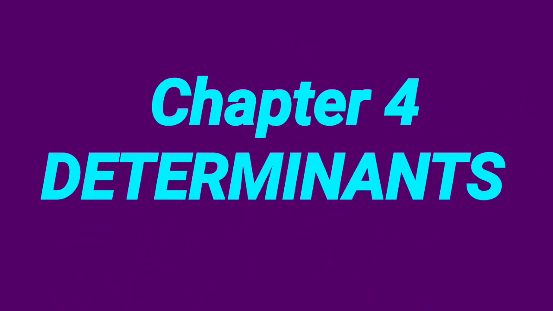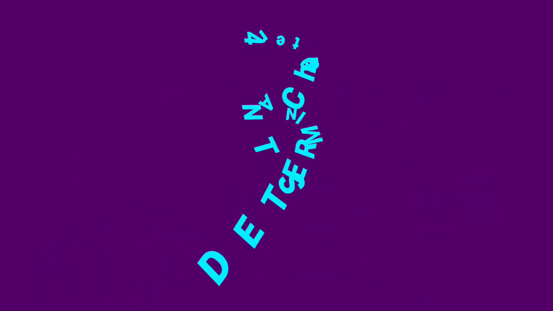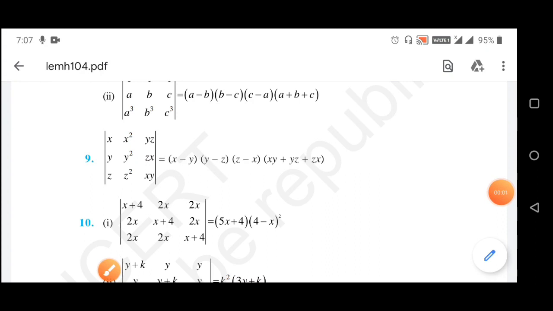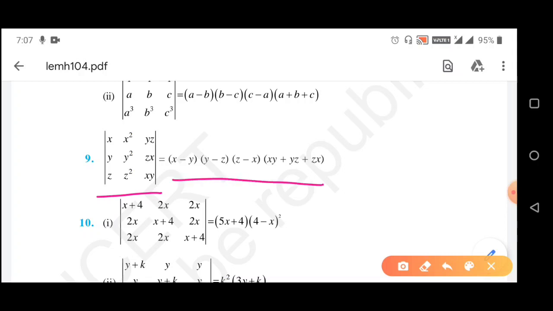Here we are doing the chapter determinants. Question number 9 of exercise 4.2. Here the determinant is given and we have to prove (x minus y)(y minus z)(z minus x)(xy plus yz plus zx).